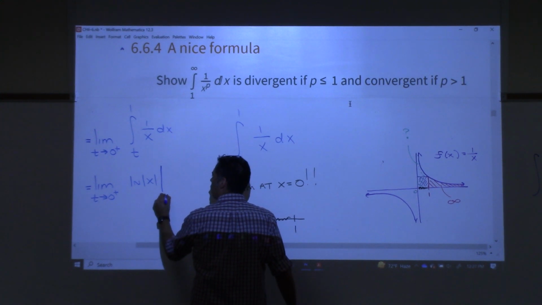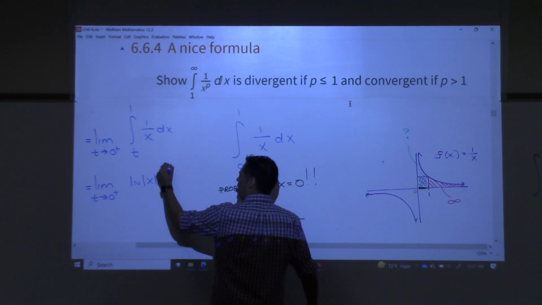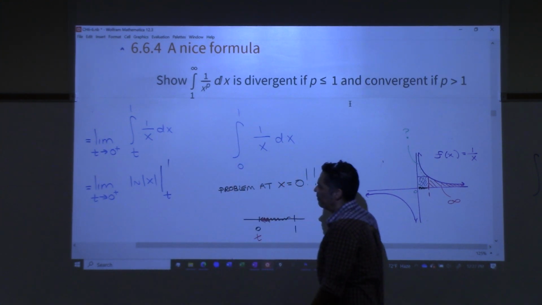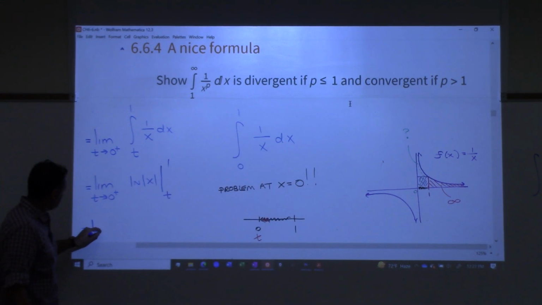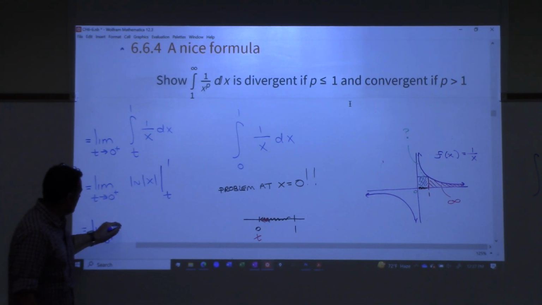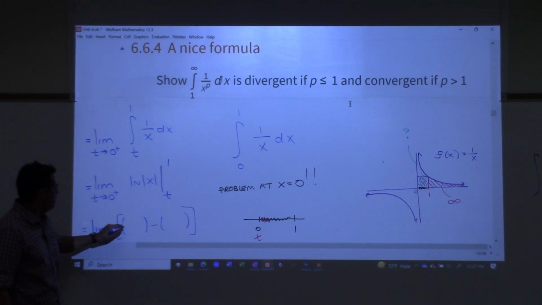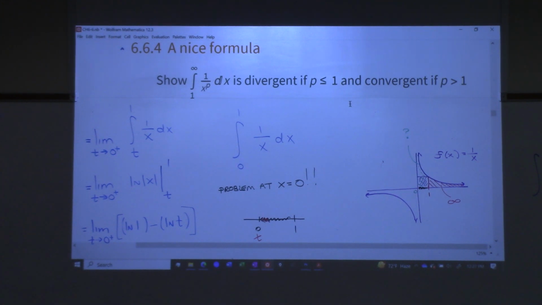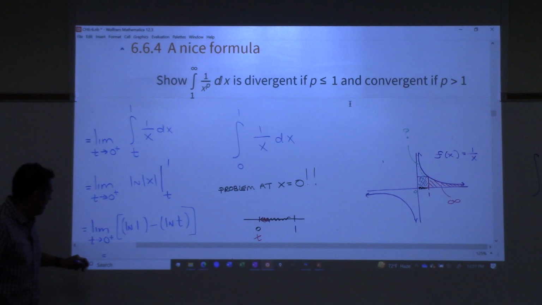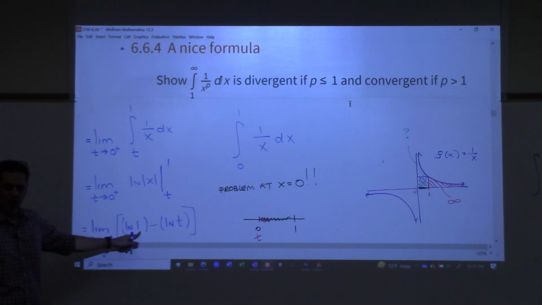And then what goes here? From t up to 1. Limit as t goes to 0 from the right. And we're going to plug in now. Plug in 1, natural log of 1, and then over here, natural log of t. And the natural log of 1 is 0. We have to know that, or get your calculator, but you should know that.